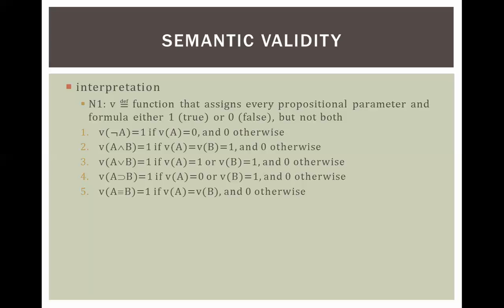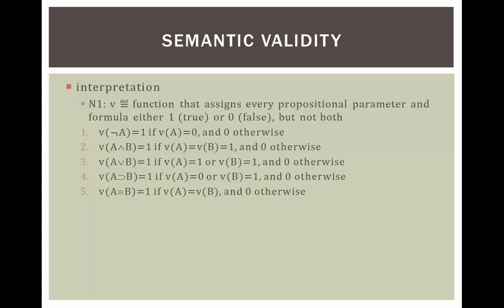So semantic validity. First, let's talk about an interpretation. An interpretation, we're talking about assigning true and false values. That's what the interpretation means. So V here is going to be a function that assigns every propositional parameter and formula either 1 or 0, 1 being true and 0 being false. And in classical logic, you cannot assign them both. So it's either true or false. It can't be both true and false. So 1 or 0. And here's the way that we assign them.